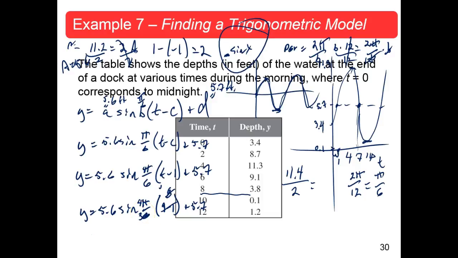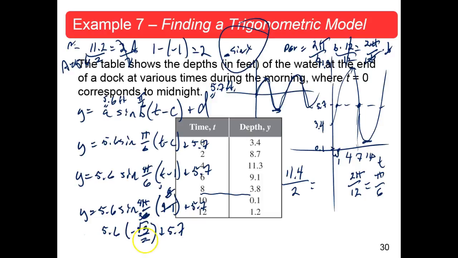I know what sine of 4/3 pi is, don't you? 1/3 pi, 2/3 pi, 1/3 pi, 2/3 pi, 3/3 pi, 4/3 pi. Okay? But down here, the sign is negative there, so that would be square root of 3 over 2, right? So we'll have 5.6 times negative square root of 3 over 2 plus 5.7.